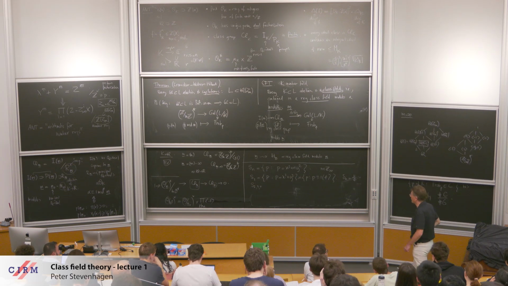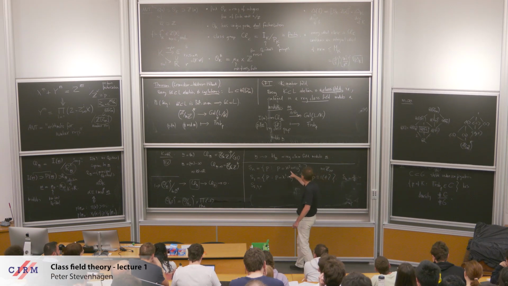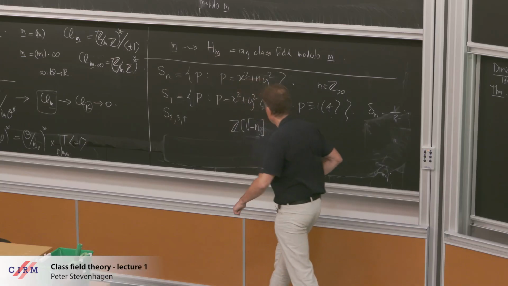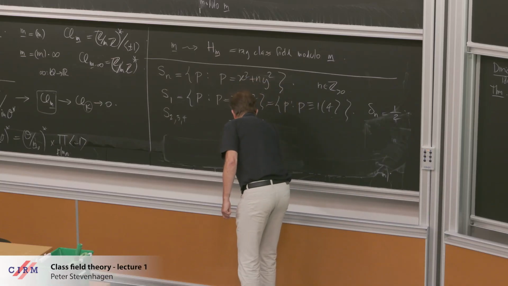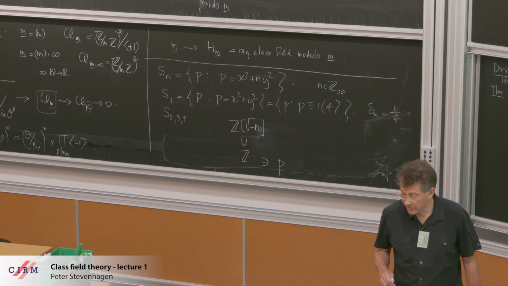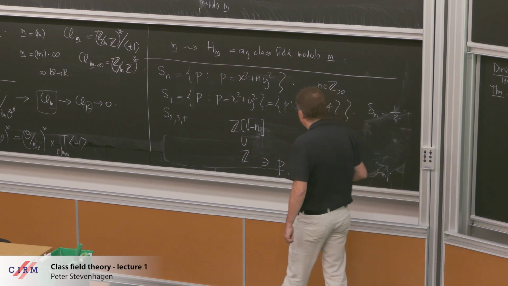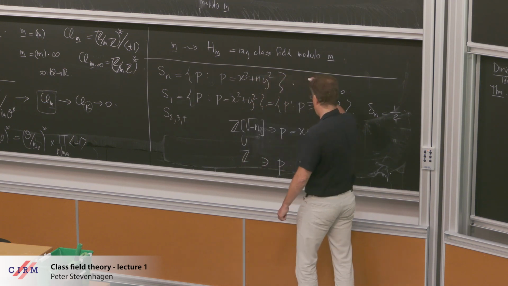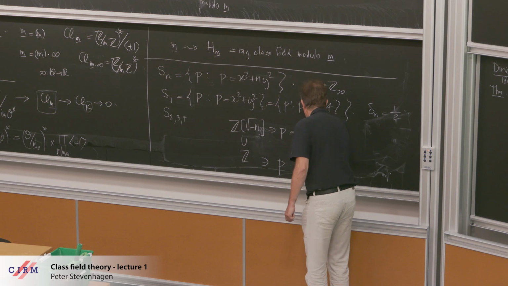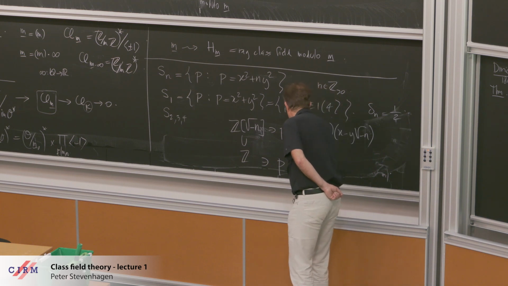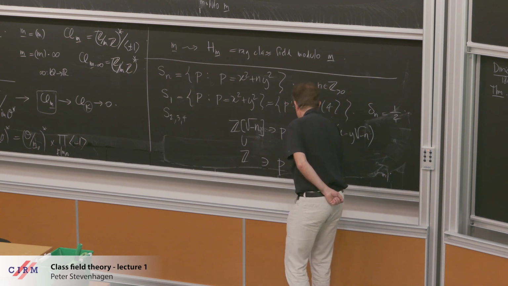The reason that it has something to do with class field theory is that what you're asking here is that you're looking at a ring, Z[√-n], and rather than looking at your prime p, you're asking something about its splitting behavior in this quadratic order. Then what you want is that your p decomposes as (x + y√-n)(x - y√-n).